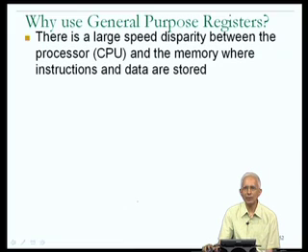Now from now on I'm going to refer to the memory where the instructions and data are stored, in other words that block in the computer organization block diagram, as the main memory, because that is the critical memory of the computer where the instructions and data are stored. So apparently there is a large speed disparity. In other words, the processor and the main memory operate at completely different speeds. Let me give you an idea about how fast or how slow they are relative to each other.